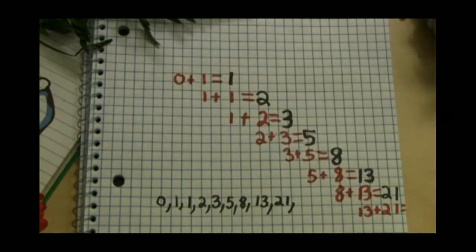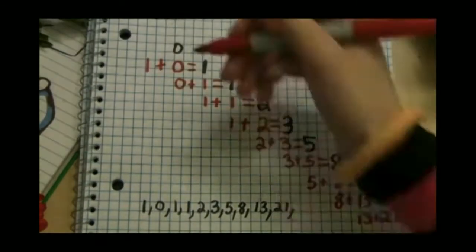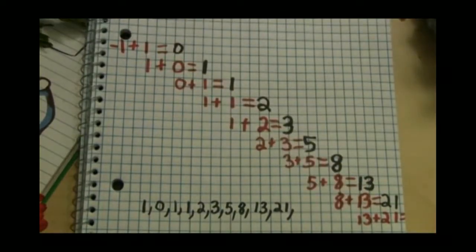0 plus 1 is 1, 1 plus 1 is 2, 1 plus 2 is 3, and it continues on the same way as starting with 1 and 1. Or I guess you could start with 1 plus 0, and that would work too. Or why not go back one more to -1, and so on.